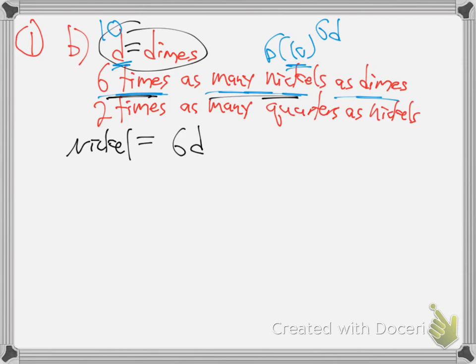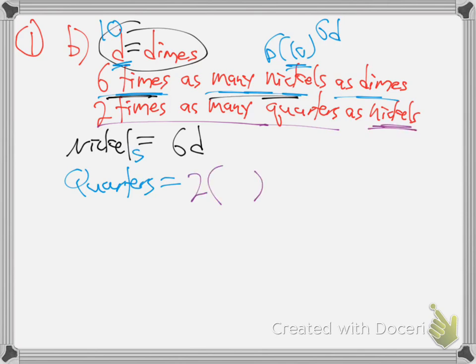All right, so the nickels is 6D. Now, let's try the quarters formula. Let me give you a second. Try the same thing if you're not sure. All right, what's it going to be? What does it say? It says 2 times as many quarters as nickels. So 2 times, we're going to double something, right? What are we going to double?